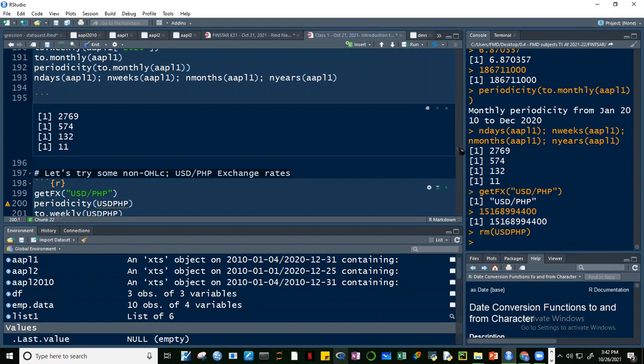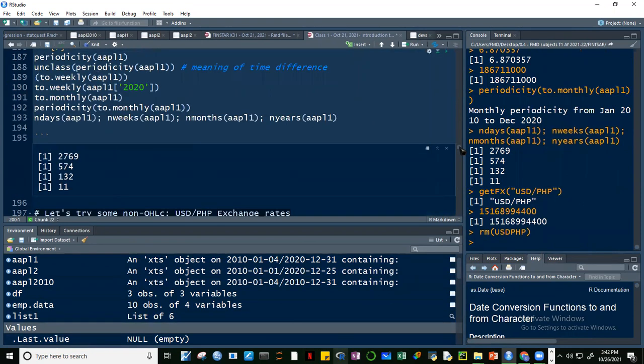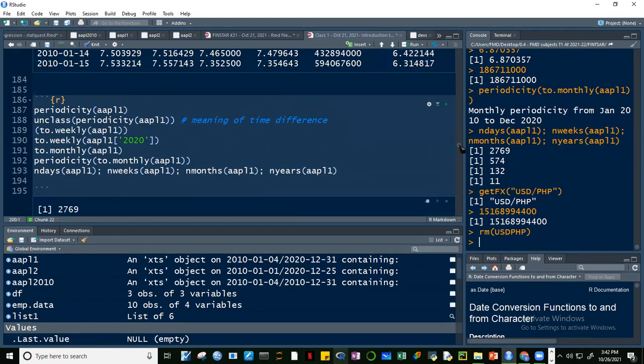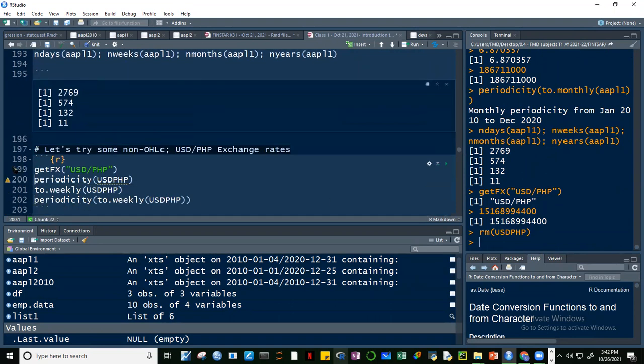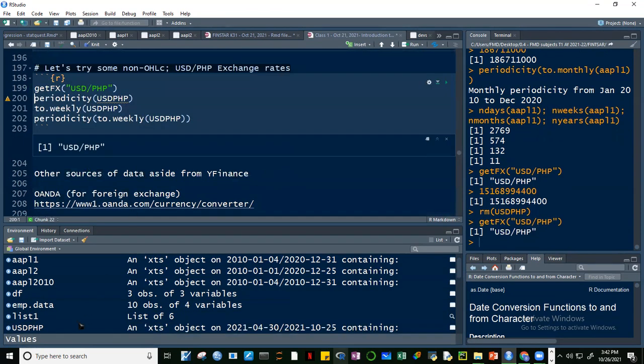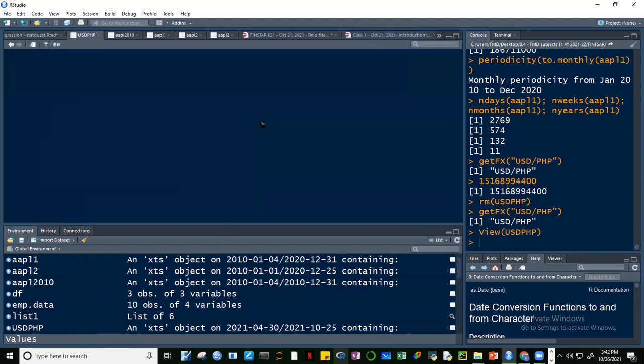Now I want to test the USD, because I might have run this a while ago. Okay, so let me just check. Let me rerun this, get FX, Control Enter. Okay, there, and it generated. This object came from this function, so an XTS object was automatically created. So let me run this.